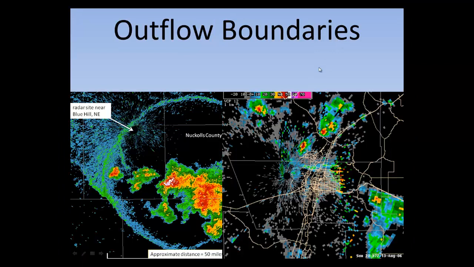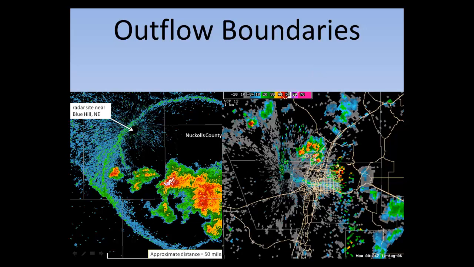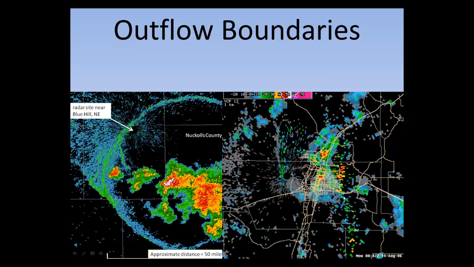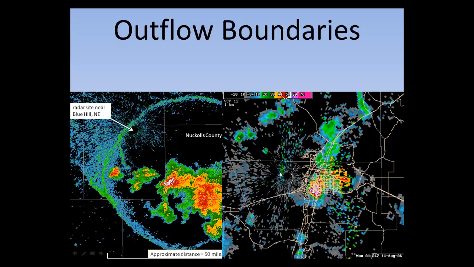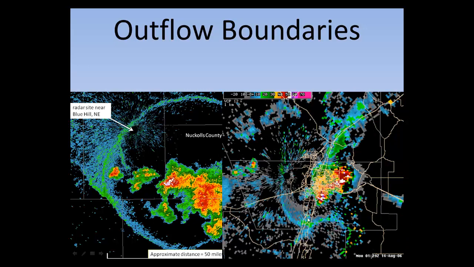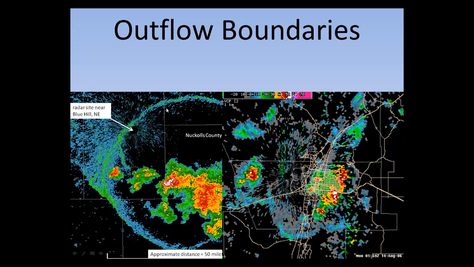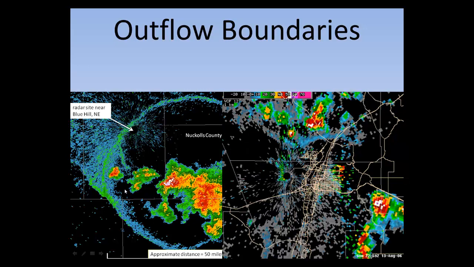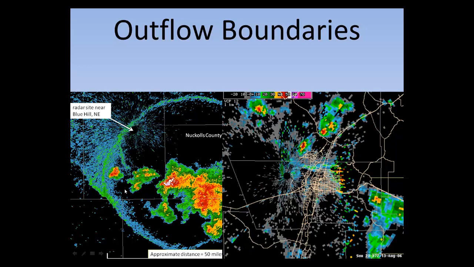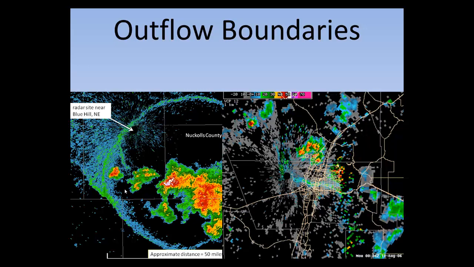Another fine line that you can see in reflectivity are outflow boundaries. Let me see if I can get this moving again. So you can see in this loop you have that fine line of reflectivity that's moving away from the thunderstorm. This is the outflow from the thunderstorms that's moving away, usually in a nice ring pattern away from the storms.